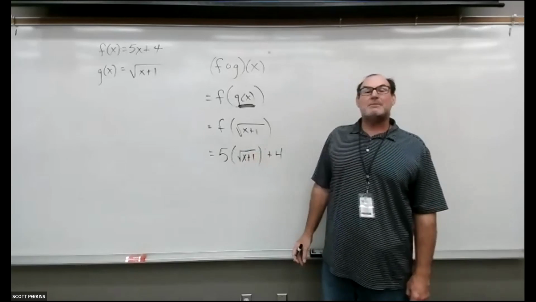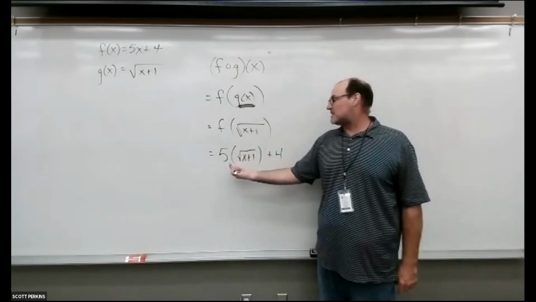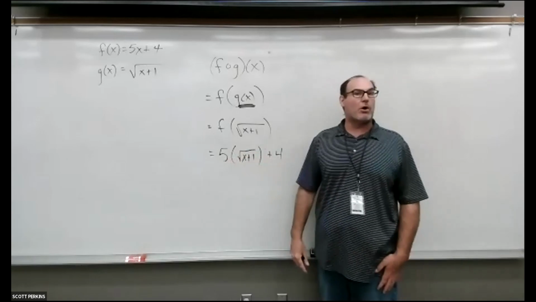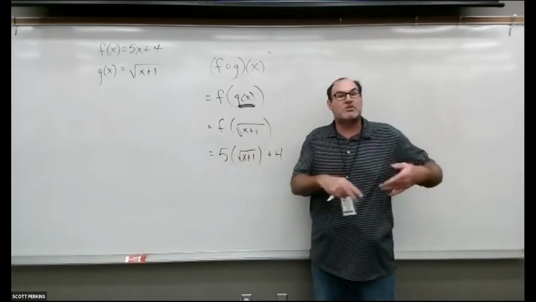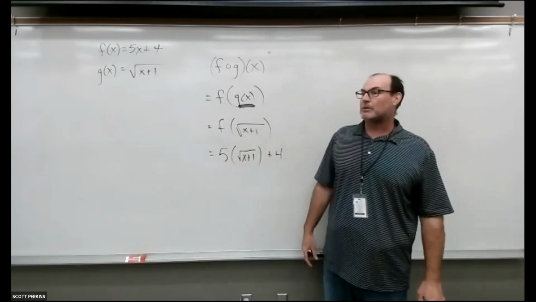That's it. There's nothing to be simplified on this problem. You can get rid of the parentheses if you want. You can have 5 times the square root of x plus 1, but you can't distribute. There's no like terms. There's nothing else to do. So congratulations, you're done with that problem.